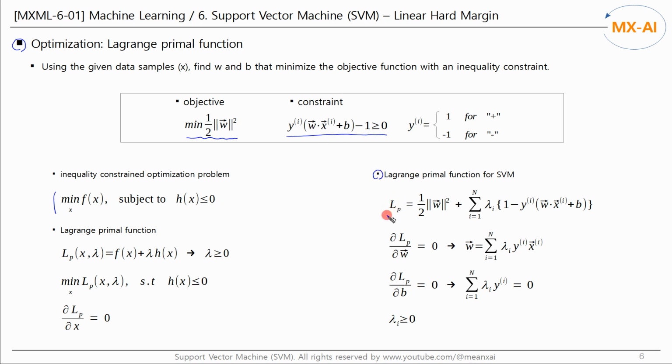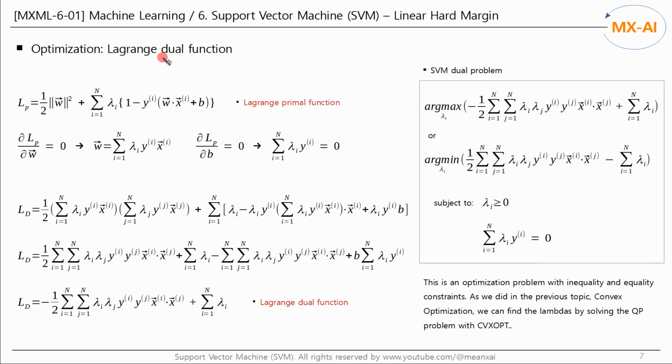The Lagrange primal function looks like this. Here, the lambda is the Lagrange multiplier and must be non-negative. And this part is the inequality constraint h of x. Differentiating this function with respect to w and b gives us the following results. Next, let's find the Lagrange dual function. Replace w in the primal function with this expression, which is w star. Then we get the following dual function.